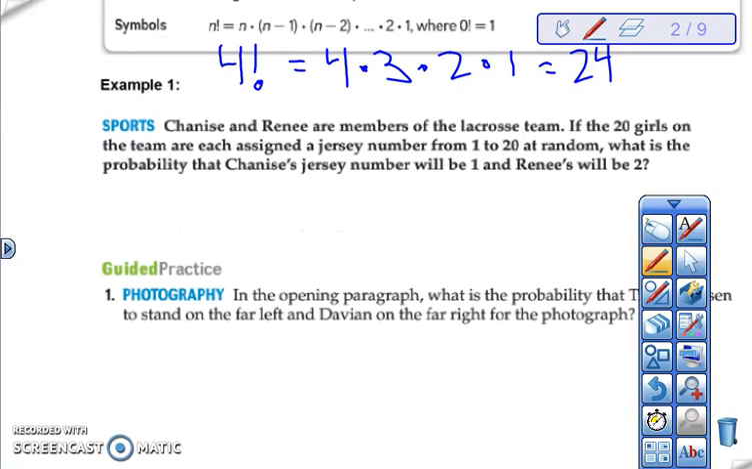Alright, so how are we going to use this in an actual probability? Well, basically we're just going to use this as a shortcut for figuring out the number of ways that certain things can happen. So if we look at our example, we've got Shanice and Renee, who are members of a lacrosse team. There's 20 girls on the team, and each person is assigned a number from 1 to 20. We want to know the probability that Shanice gets 1 and Renee gets 2.